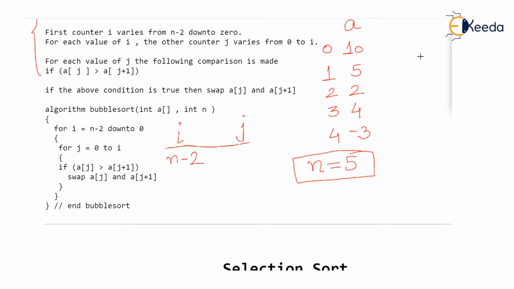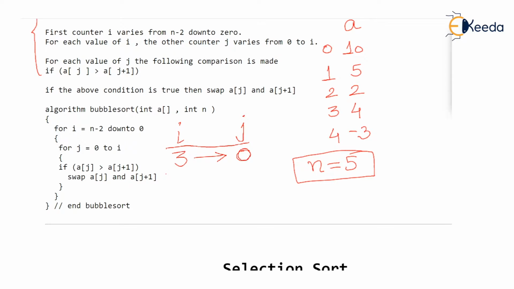So what is n in our exercise? That is the number of elements in the array. The size of the array n is 5, isn't it? So i must begin with 5 minus 2, that is 3. So in our example, the counter i is started with n minus 2, that is 5 minus 2, that is 3. And the other counter j will always begin with 0. Yes, in bubble sort, the first counter i always begins with n minus 2 and the second counter j always begins with 0.